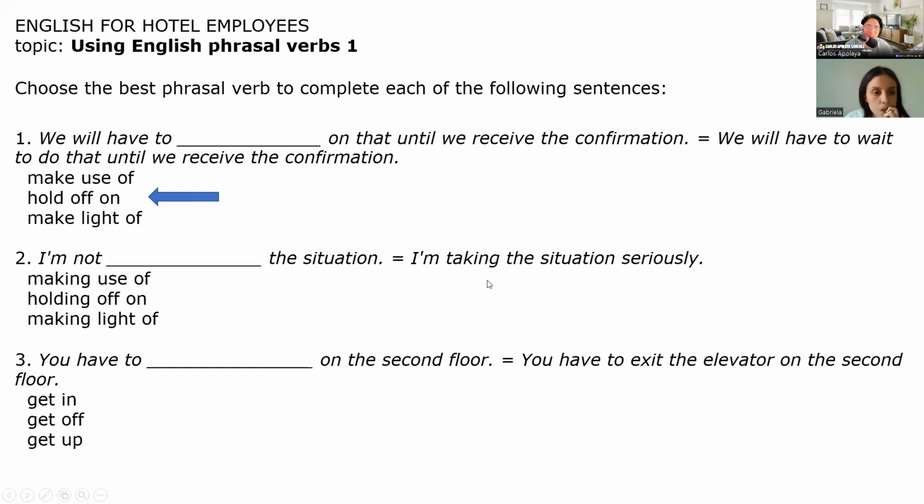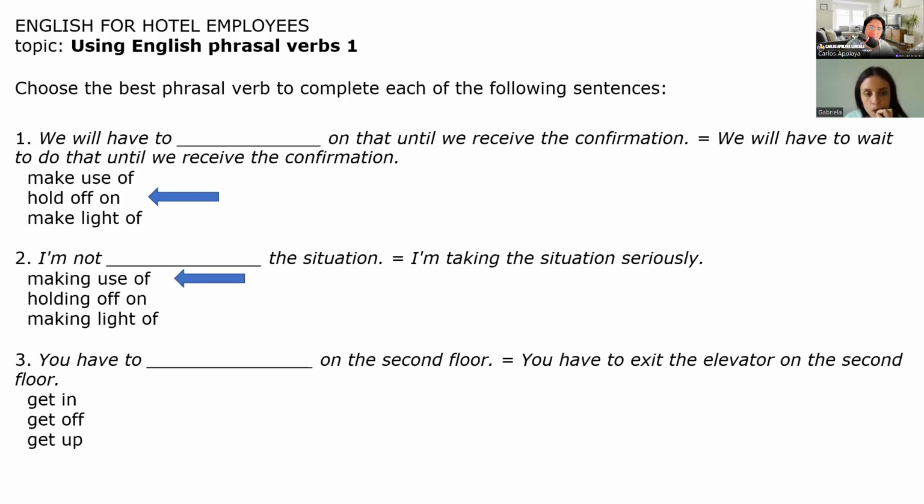I am not making light of the situation. It says I'm taking the situation seriously. It means that you are taking the situation seriously, because if you are not making light of the situation, it means that you are taking the situation very seriously.